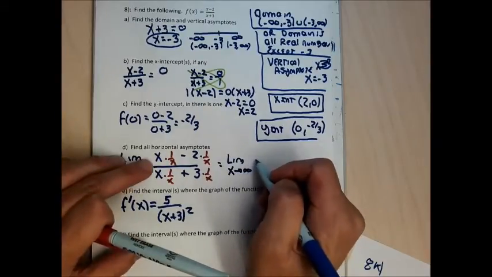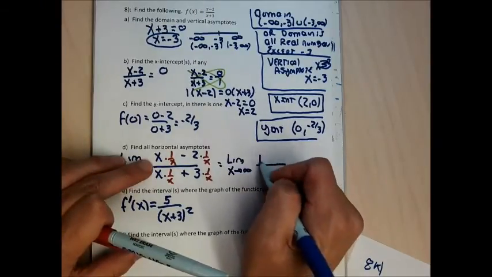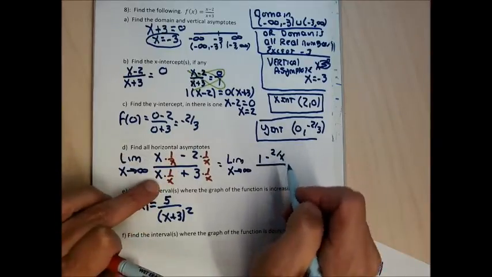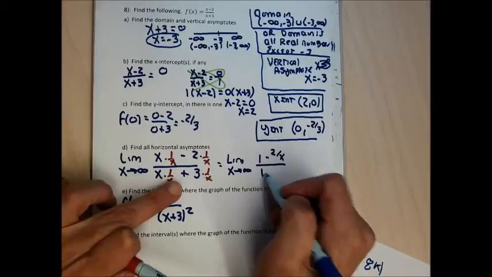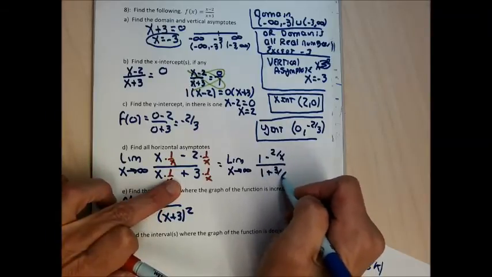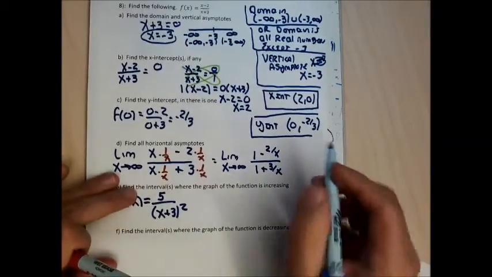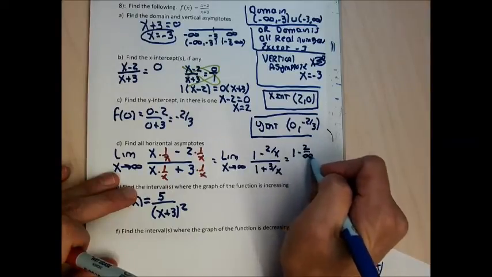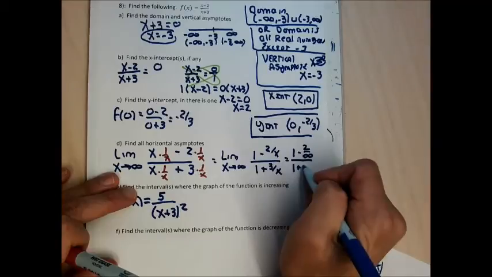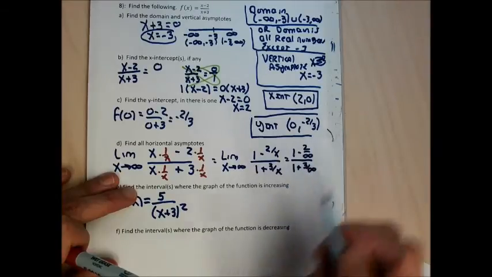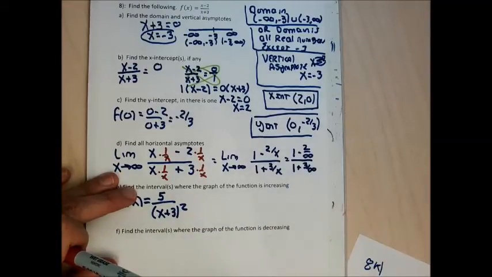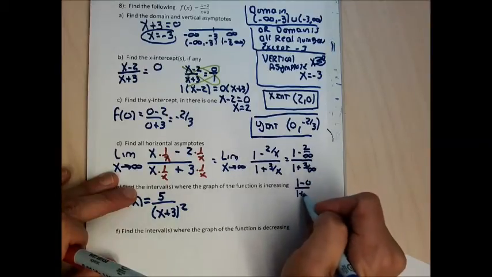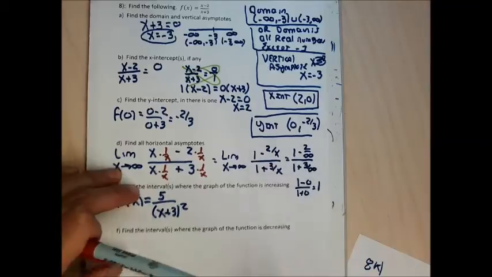In the first piece, the x's are going to cancel, and you're going to get a 1. The second piece, you're going to get minus 2 over x. In the denominator, the first fraction cancels, you're left with a 1, and then I get a 3 over x. Now I can plug infinities in and get 1 minus 2 over infinity over 1 plus 3 over infinity. The fractions with infinities in the denominator are equal to 0. So this is going to be 1 minus 0 over 1 plus 0. That whole thing is going to equal 1.